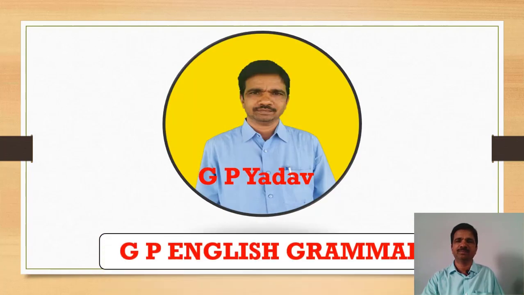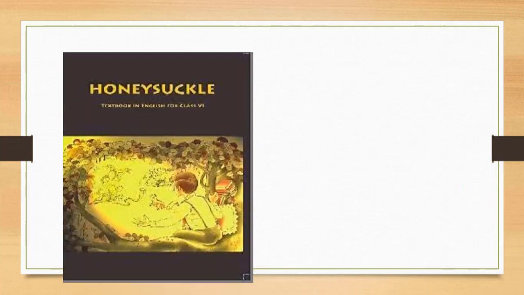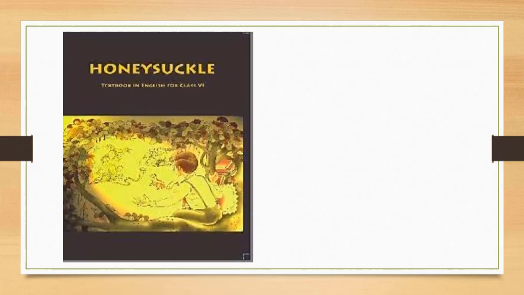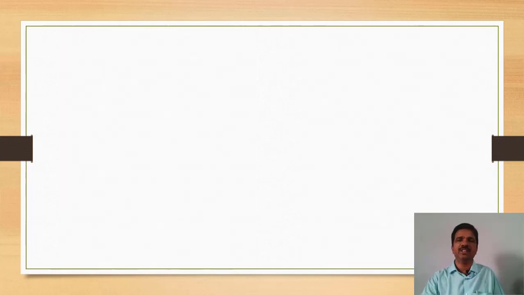This is GP Yadav. In this video, let us know about the AP State new CBSE syllabus for Class 6th, Honeysuckle. We have two textbooks. The title of the textbook is Honeysuckle and the other book is A Pact with the Sun. These two books are very interesting, each and every lesson, and the poems are very heart touching, not only for students but also teachers. First, let us see what are the lessons in the textbook for Class 6 Honeysuckle.